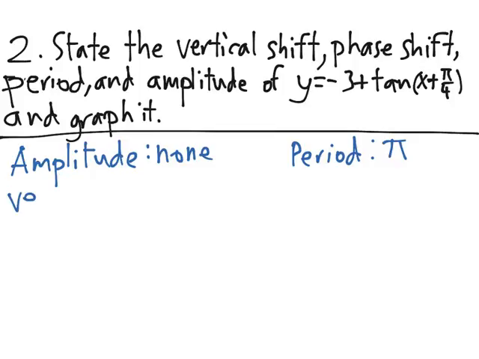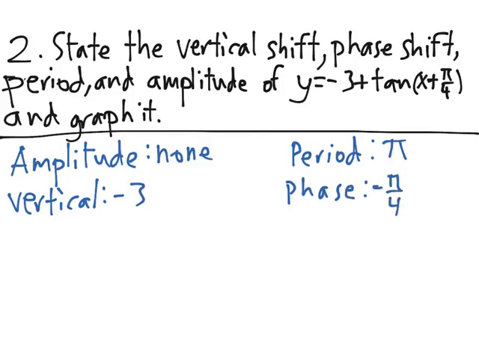Next, the vertical shift is going to be minus 3, since we have minus 3 plus the tangent function. And finally, the phase shift is going to be equal to minus pi over 4. This is because we have x plus pi over 4 in the tangent, so we should subtract, or rather multiply pi over 4 by minus 1 to get the phase. Now let's graph this function.